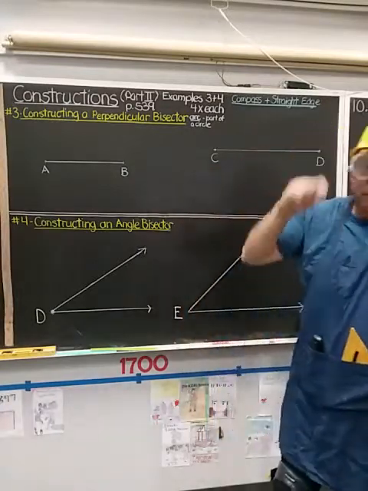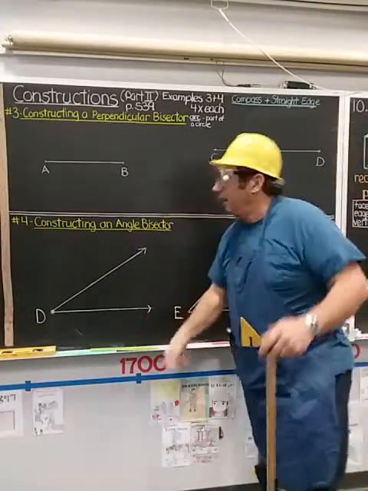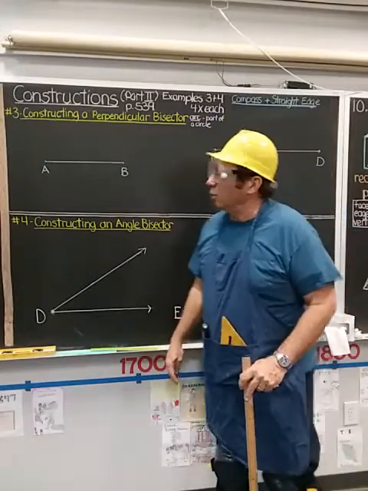And by the way, don't look at Mr. Frazier. You can look at me all you want, but don't look at Mr. Frazier when you say the word square.